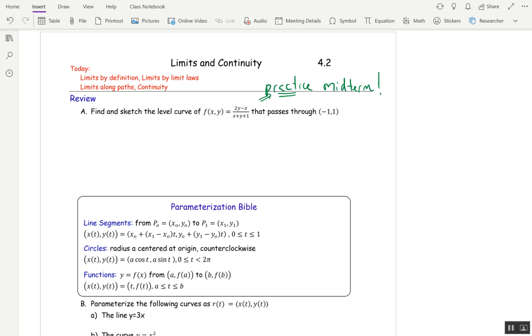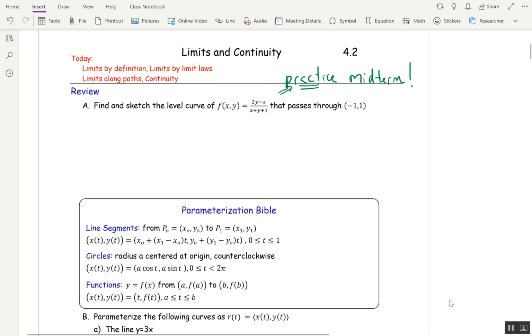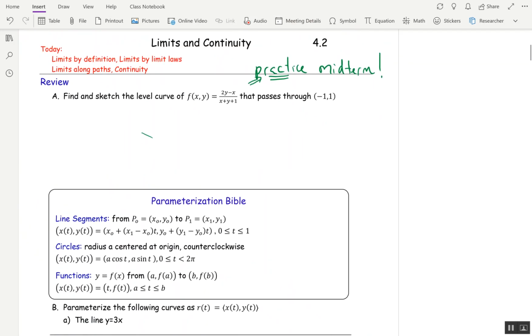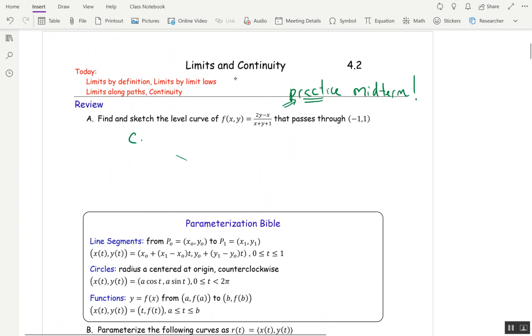All right, before we do limits and continuity, let's start with a review of finding a level curve. Here we're told to find the level curve that passes through a certain point, but we're not given the value of C. So we have to find C on our own. C is f of -1, 1, and that would be 3 on top and 1 on the bottom. So C is 3. That's step 1.